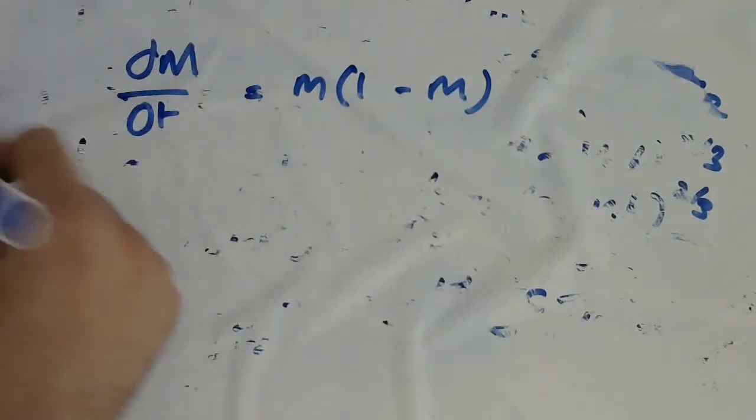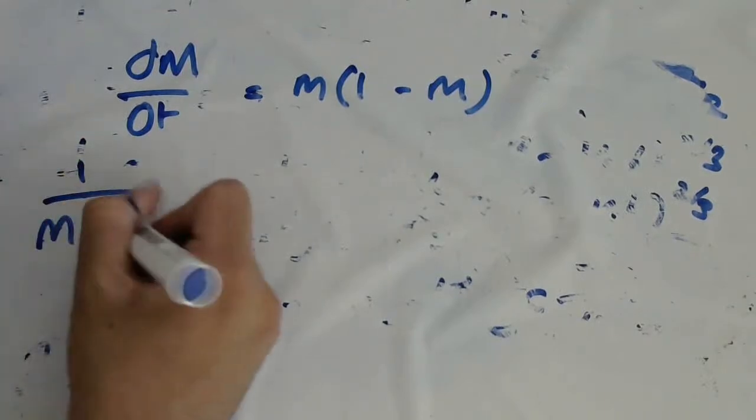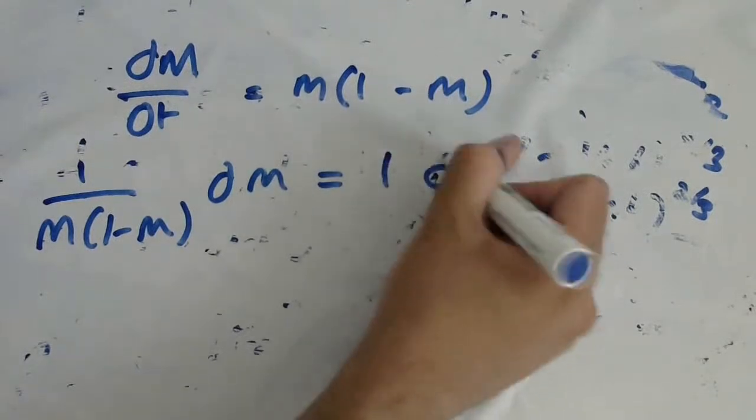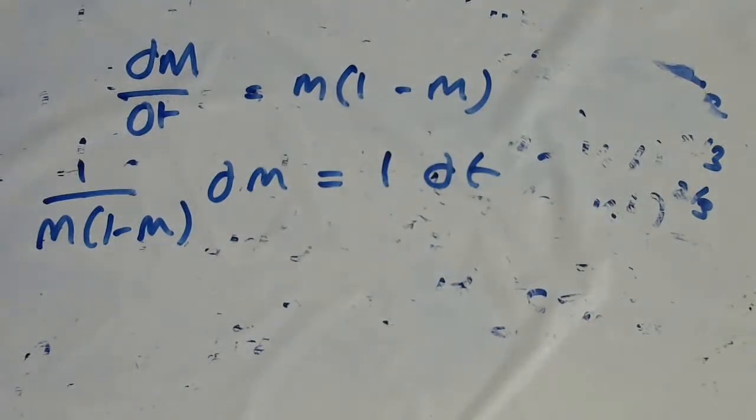So that's the dM/dt. Put that on the other side. You've got 1 over m(1 minus m), and that's just dt. Do you know how to integrate that, Kaisan? That's algebraic partial fractions. Why do you integrate? Because it says find an expression for m. Find an expression for m.